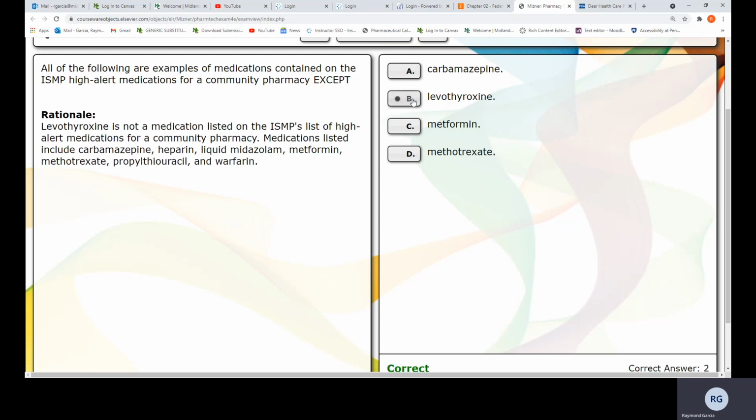Levothyroxine is not a medication listed on the ISMP list of high alert medications for community pharmacy. Medications listed include carbamazepine, to treat seizures, heparin, liquid midazolam, metformin, methotrexate, fluorouracil, and warfarin. So levothyroxine is the exception.